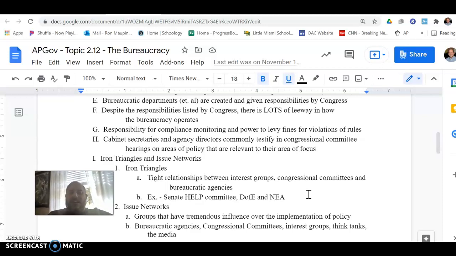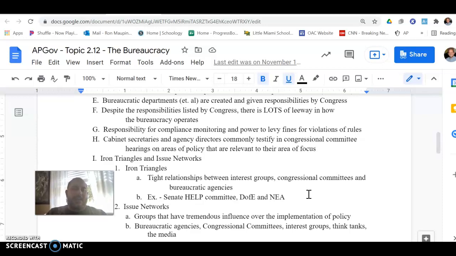And then, once again, lastly, if you are the NEA, you want the Department of Education to enforce education laws in a way that is favorable to teachers, because that's who you represent in the NEA. And in exchange, the Department of Education is going to want favorable feedback from the NEA if, for example, the Senate HELP Committee is doing some type of oversight that might affect their funding and jurisdiction and stuff like that.